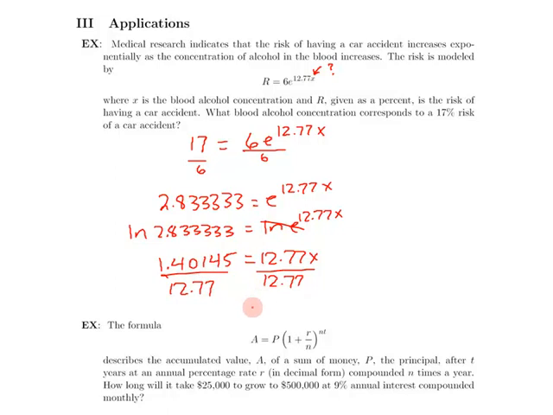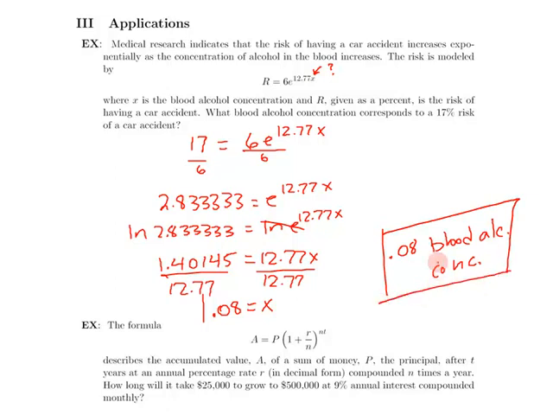I get a blood alcohol concentration of x is equal to 0.08. Okay, if your blood alcohol concentration is 0.08, that corresponds to a 17% risk of a car accident. 0.08 blood alcohol concentration.